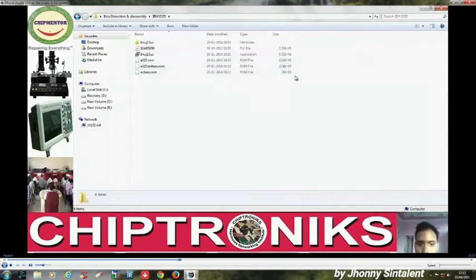So this is EC BIOS.rom. This is the actual EC BIOS.rom, and you can run this file in the EC BIOS and it will work perfectly. So this is the BIOS dissection and disassembly for the Lenovo E325.